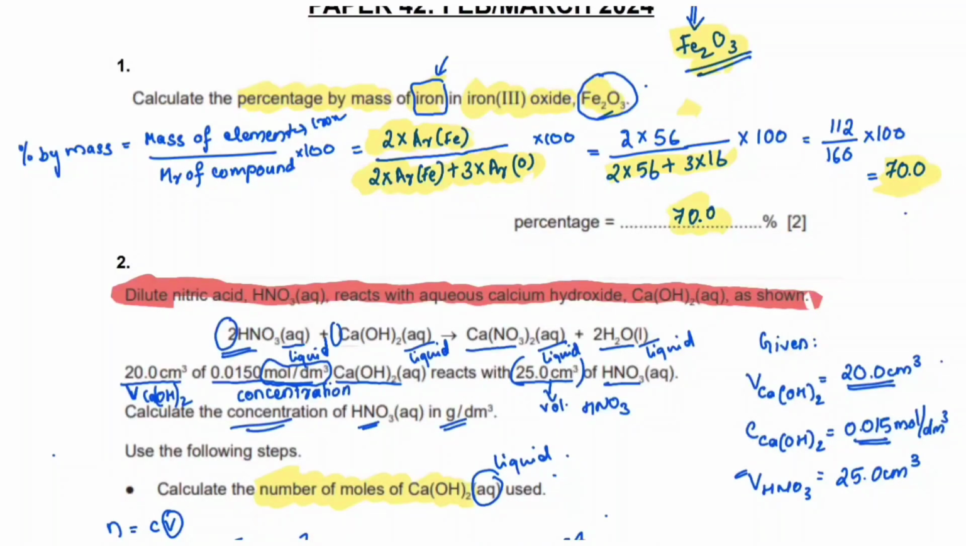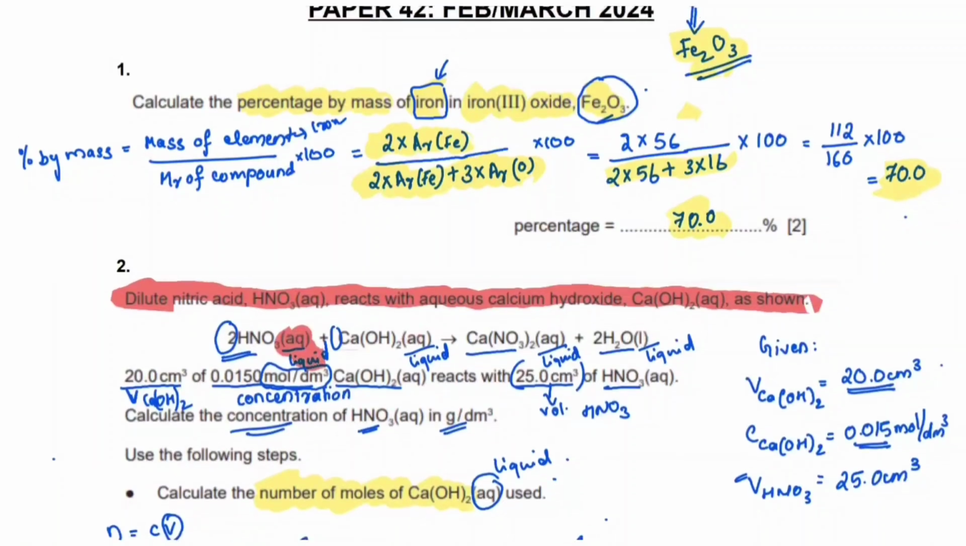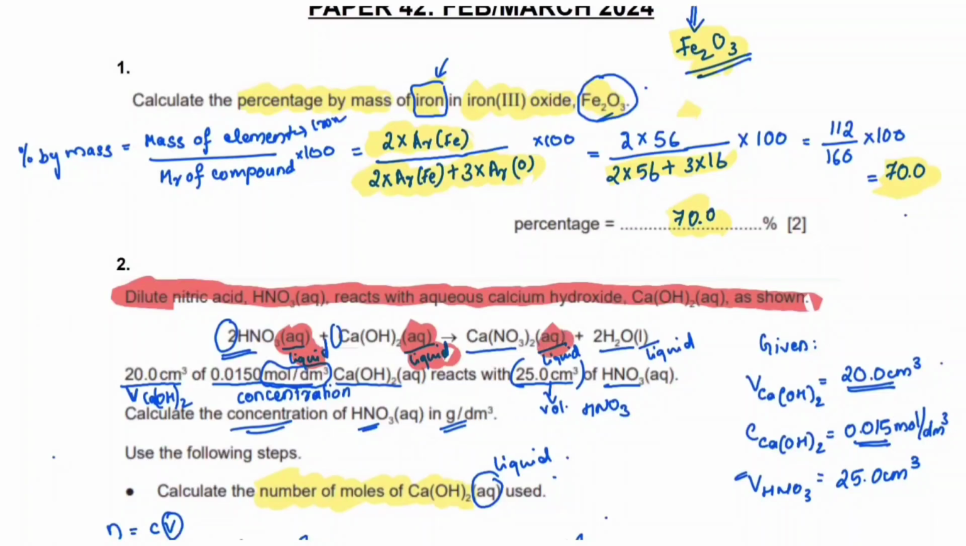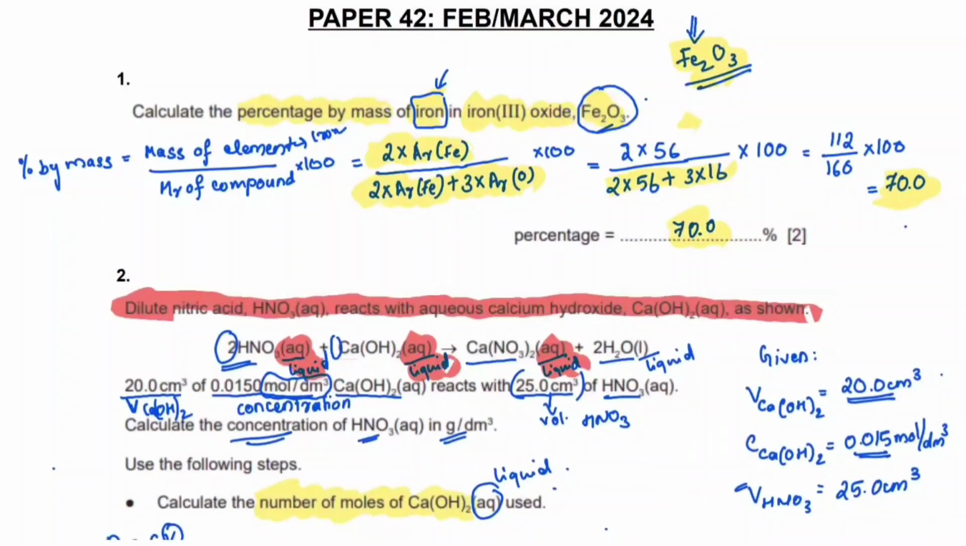This is the equation. So if you see the state symbols, aqueous means this is a liquid. Similarly, over here also it is aqueous, which means that Ca(OH)2, calcium hydroxide, is a liquid. Similarly, Ca(NO3)2, calcium nitrate, is also aqueous, which means it is also in liquid state. And water is already in liquid state. So in this particular question, all the reactants and products are in aqueous state.